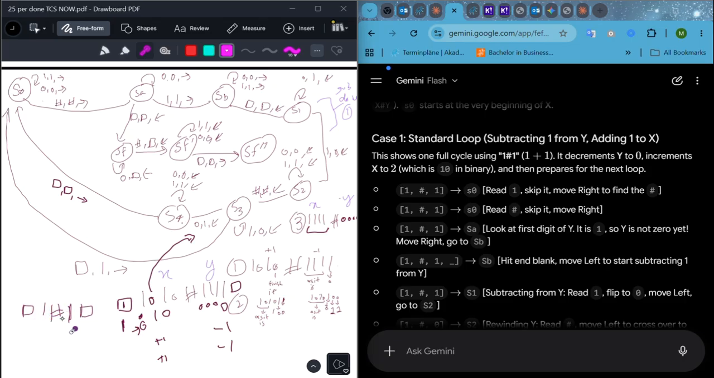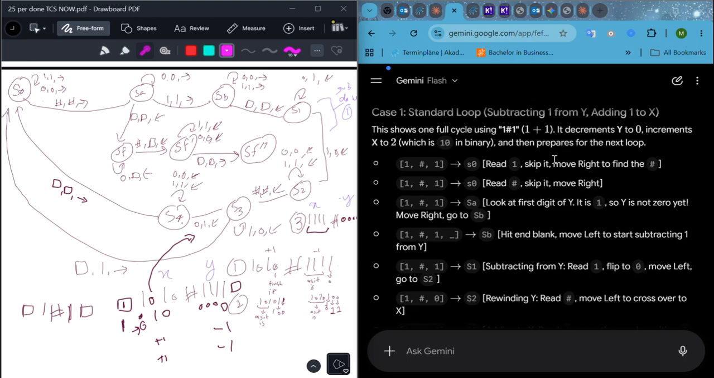Now on SA, if you see 0s, just keep going right. If you see a 1, keep it a 1 and go to SB. So if you see 1, you go to SB. But in our situation, see what we did: we read 1, we skipped it, we moved right until we found the hash. That's exactly what we did. And the moment we find the hash, we say, okay, read the hash, skip it, move right.